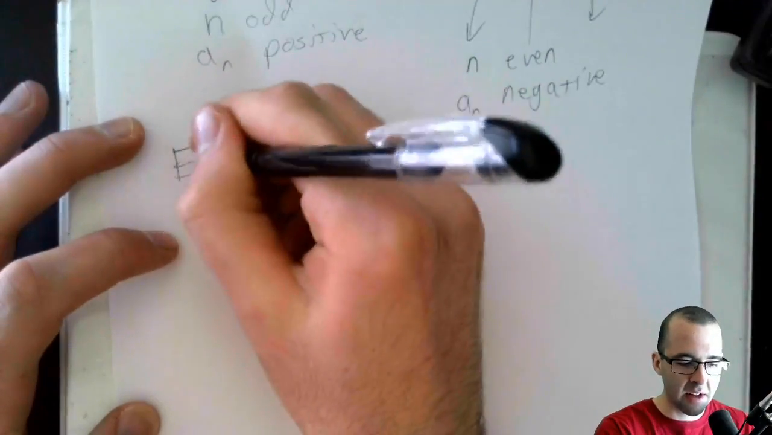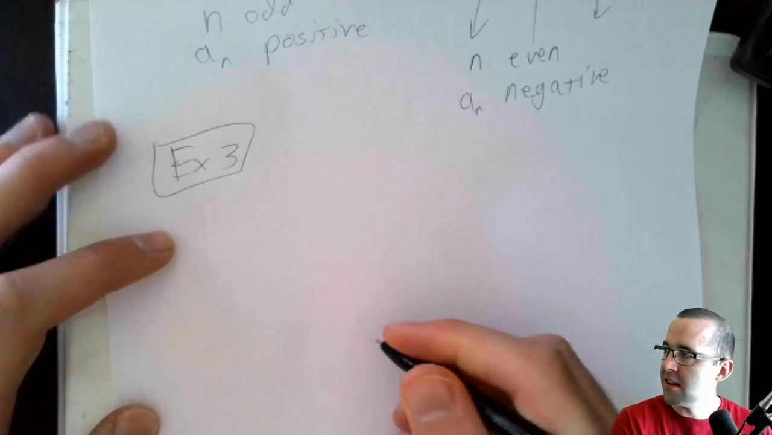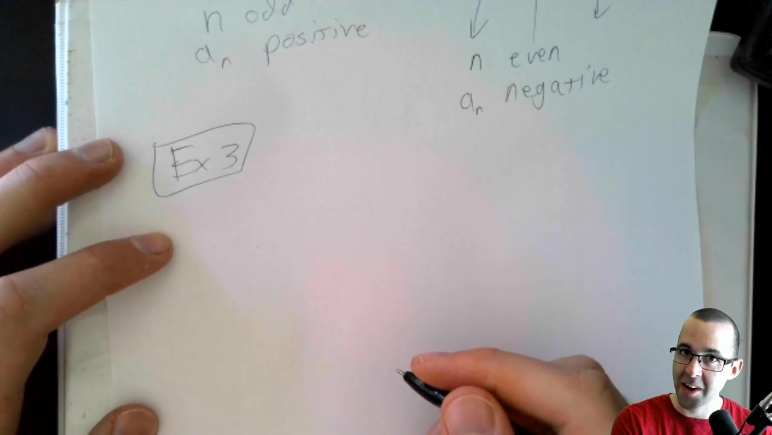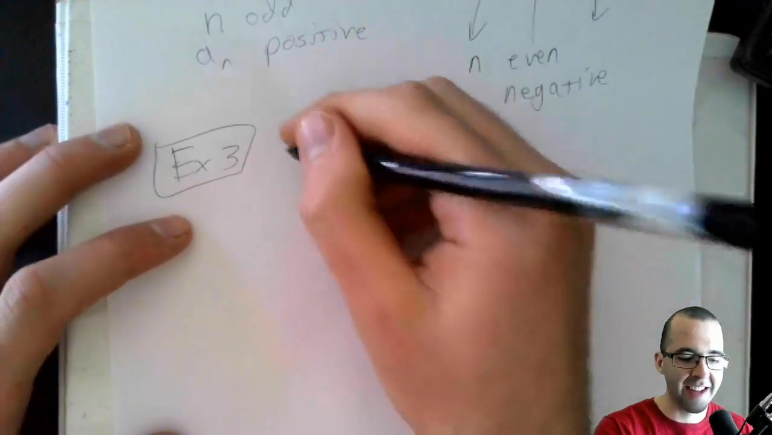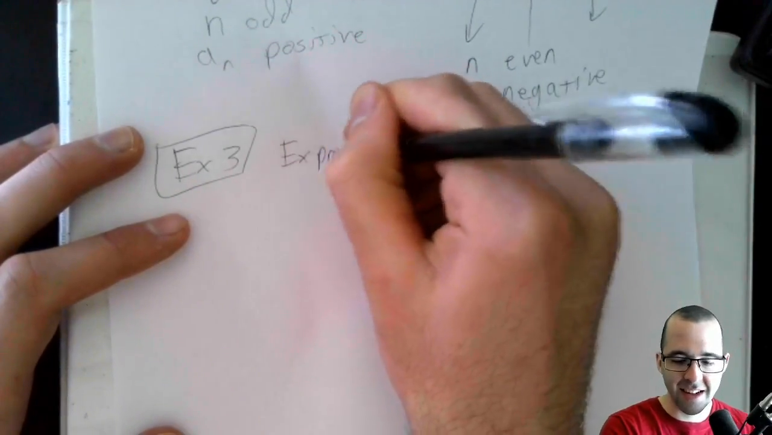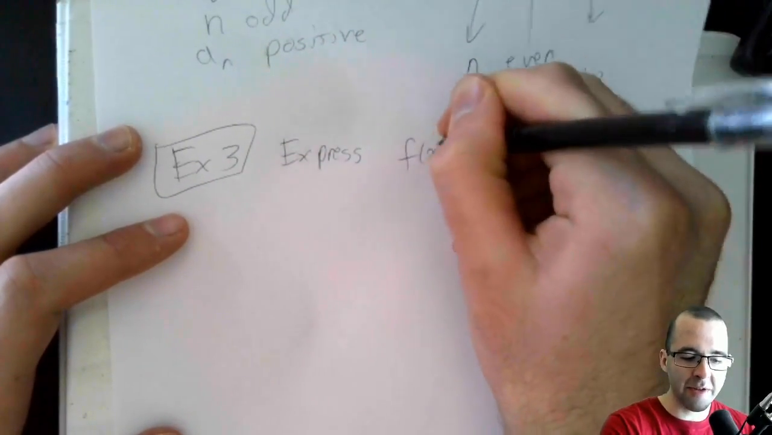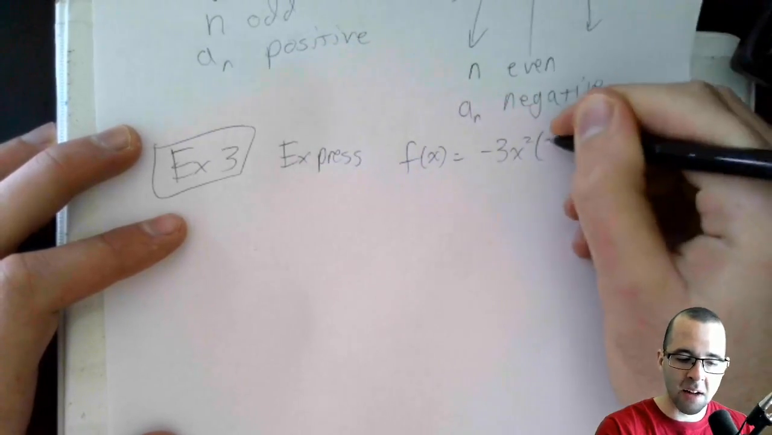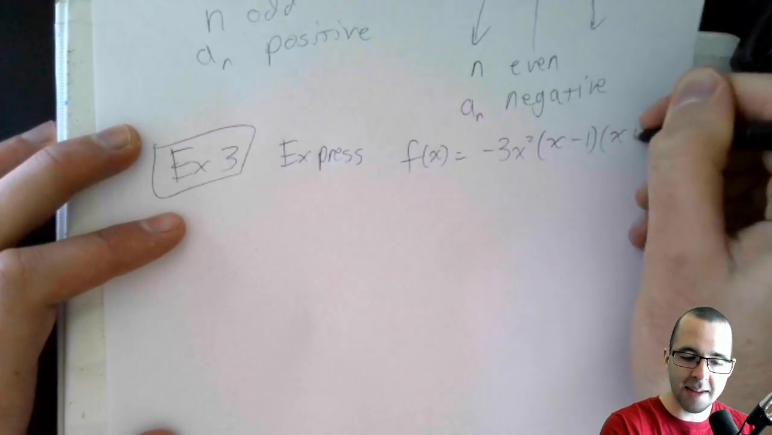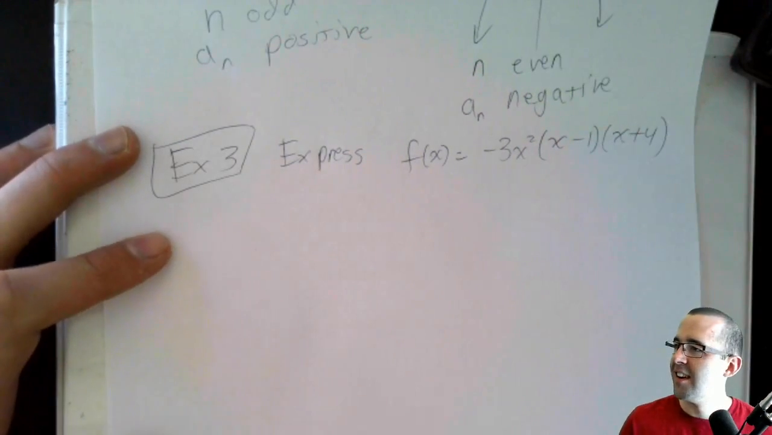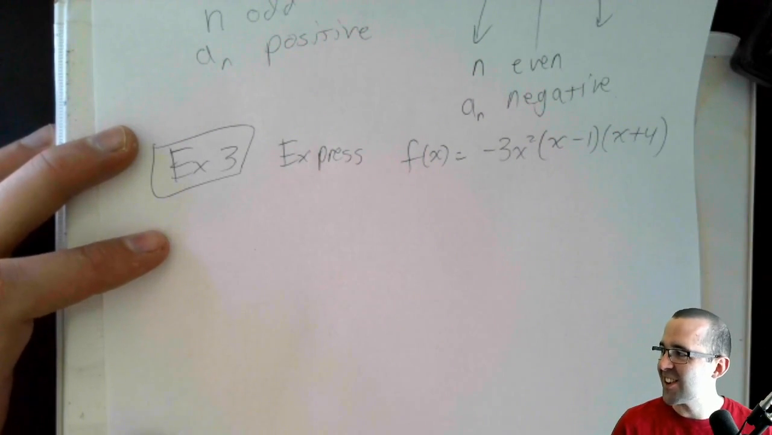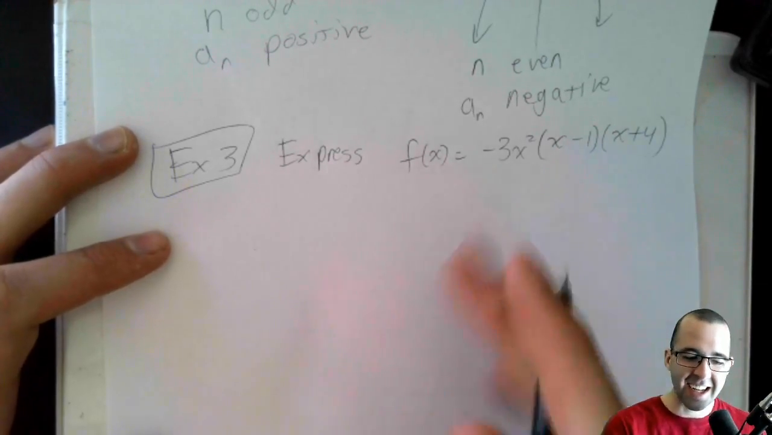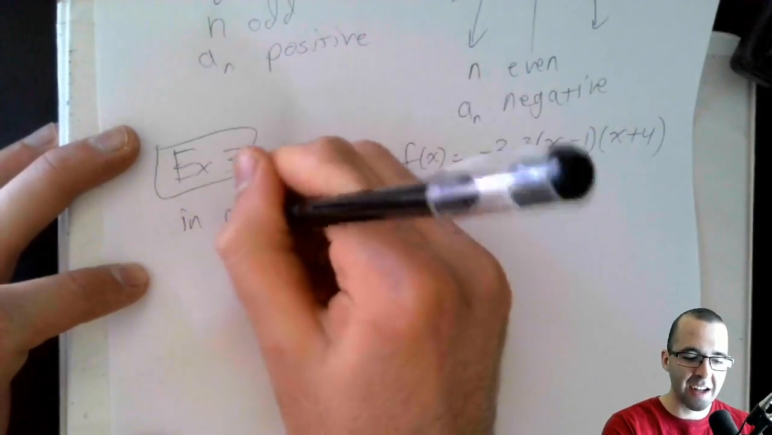So what are we talking about? Example three. Example three is a little messier. Are you guys ready to do some algebra again? Because we've been taking a little algebra break. Express the polynomial function f of x equals negative 3x squared times x minus 1 times x plus 4. Yes, that's what I like to see, Gabe. Bring it. That's the right attitude to have. Express it in general form.